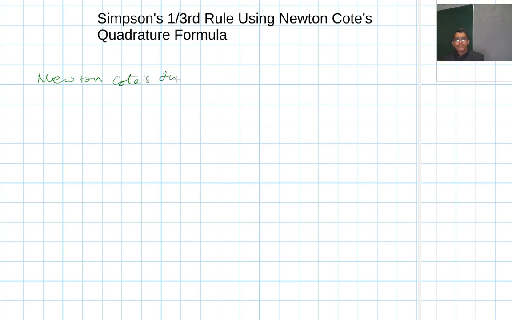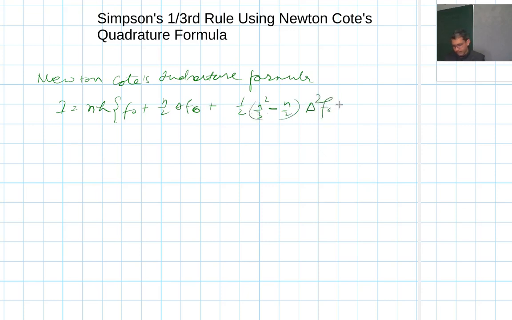Newton-Cotes formula, that integral can be approximated as nh [f naught plus n by 2 delta f naught plus 1 by 2 (n square by 3 minus n by 2) delta square f naught plus 1 by 6 (n cube by 4 minus n square plus n) delta cube f naught plus and so on], right? So this is the Newton-Cotes formula.